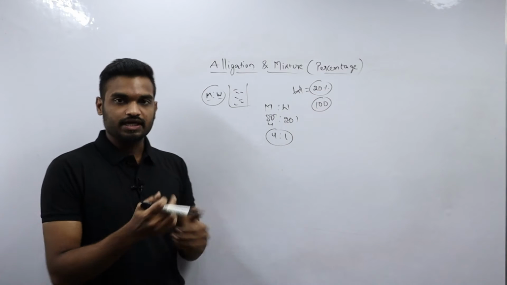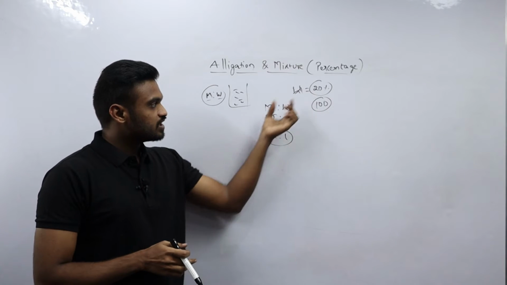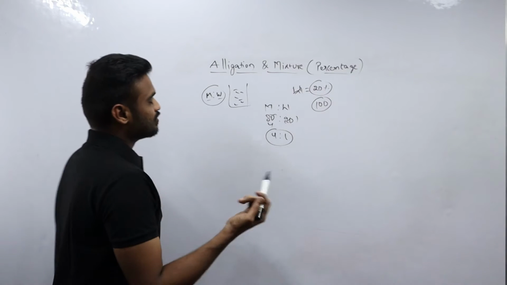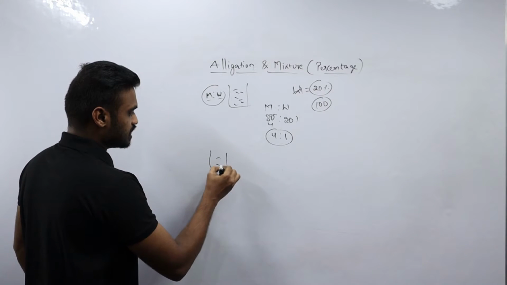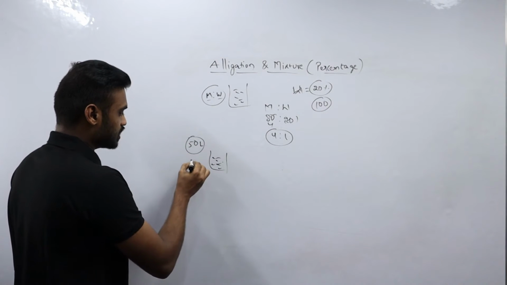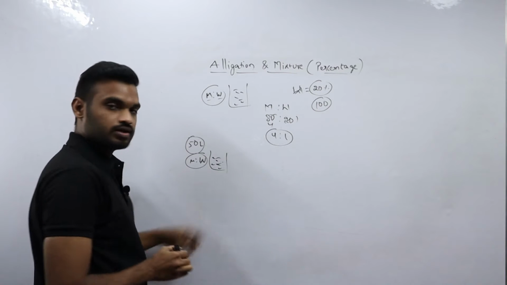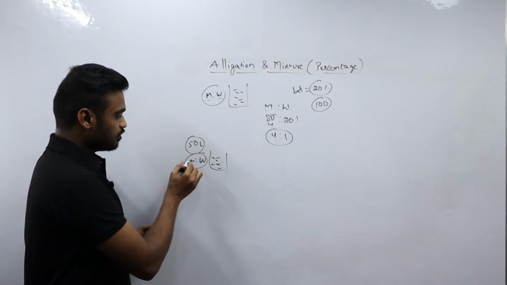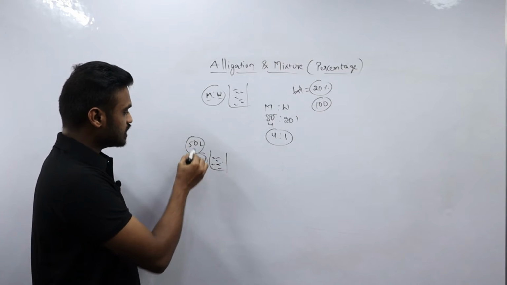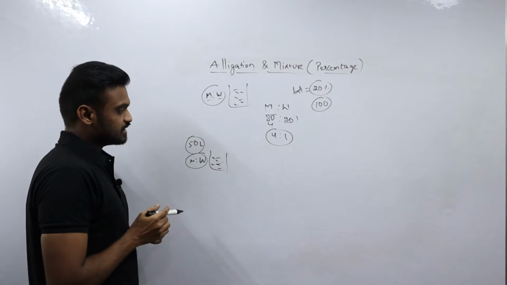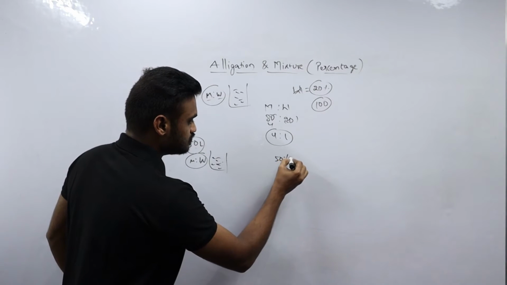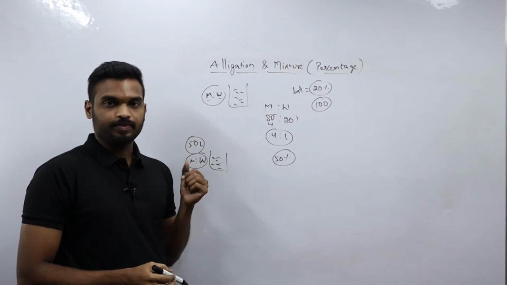In the same way I will take another example, so that you can come to know how to calculate the total quantity of water or milk when it is given in the form of percentage. Suppose there is a vessel here. This vessel contains 50 liters of milk and water mixture. Now they are saying that out of 50 liters the percentage of water is 50%.